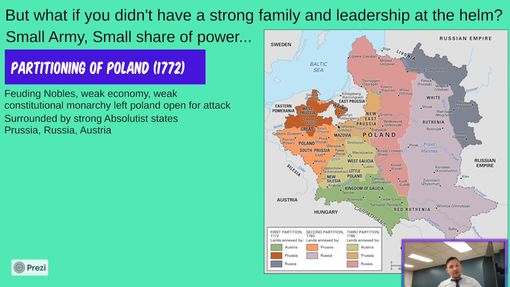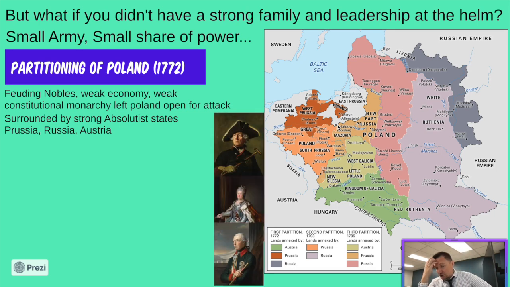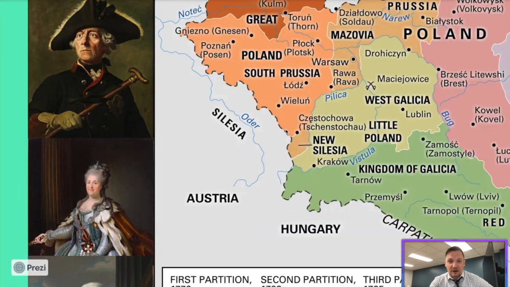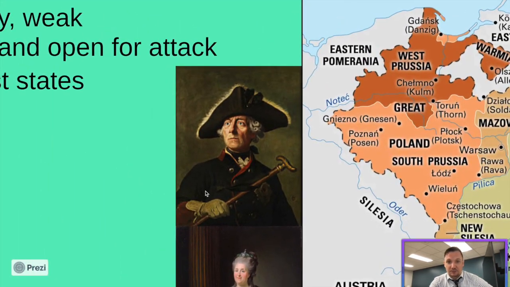Now, they also, though, at the time, were surrounded by strong absolutist states, right? That being Prussia, Russia, and Austria. Now, some of you are like, Mr. Terry, is that a misspelling? Why do you have Russia on there twice and one starts with a P? No, Prussia is a completely different place, right? The Prussians are what you would call baby Germany, right? Because you can actually see it right here. This is East Prussia right there, right? And then Austria is right there, and then the rest of Prussia is over here.